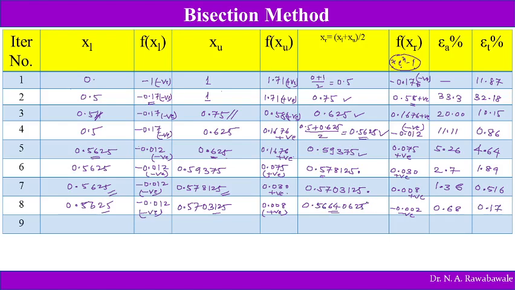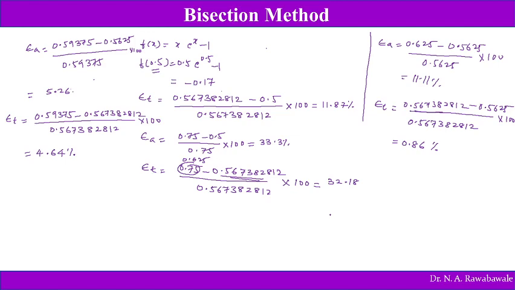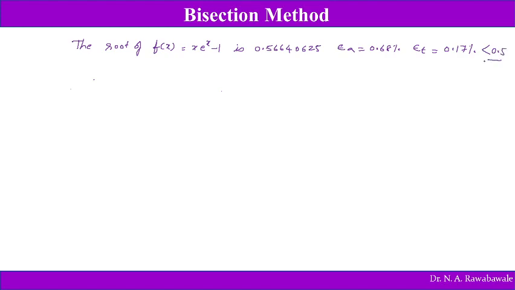So therefore we can write the answer: the root of the function f of x equals x e to the power of x minus 1 is 0.56640625, with approximate error 0.68% and true error 0.17%, which is less than 0.5, as given in the problem.